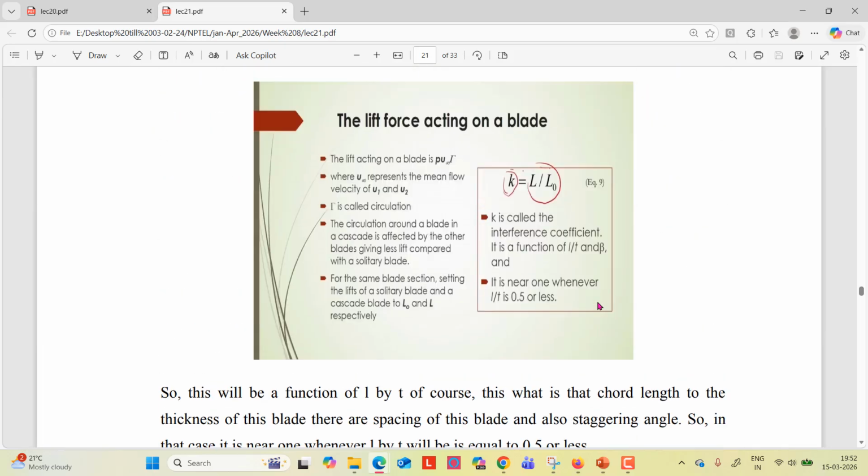So now comes the lift acting on the blade. We have earlier known that the lift acting on the blade is defined by rho v tau, right?